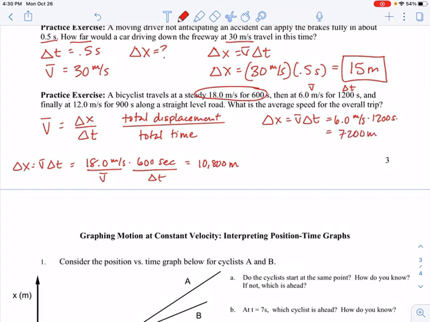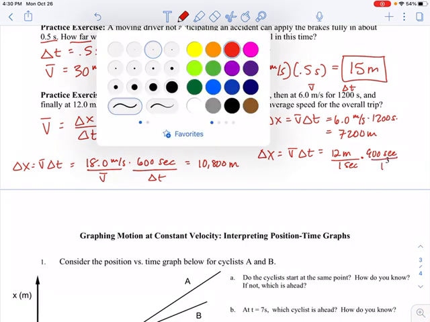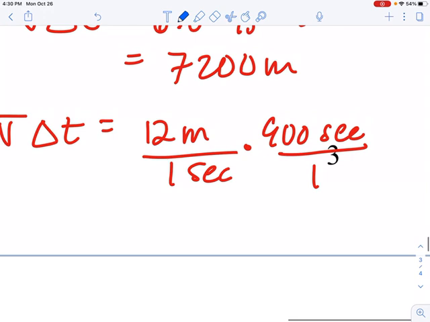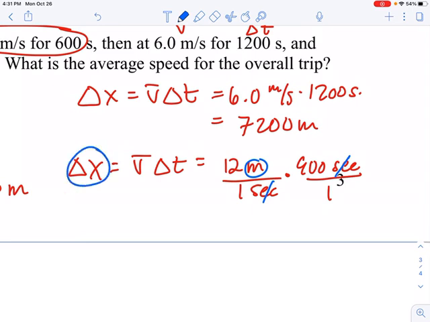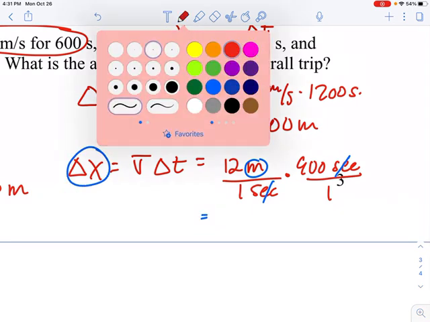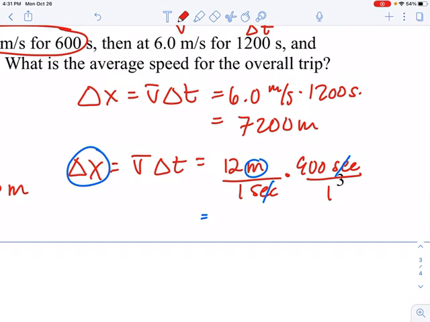That's 7,200 meters. And I like to write out the units. I'll do it even better on this last one here. I like to write out the formula with the units so that I really think about what I'm doing. 12 meters per 1 second times 900 seconds over 1. Look at what happens here. Seconds cancels, and I'm going to get meters as my unit, which is exactly what I want for displacement. So 12 times 900.